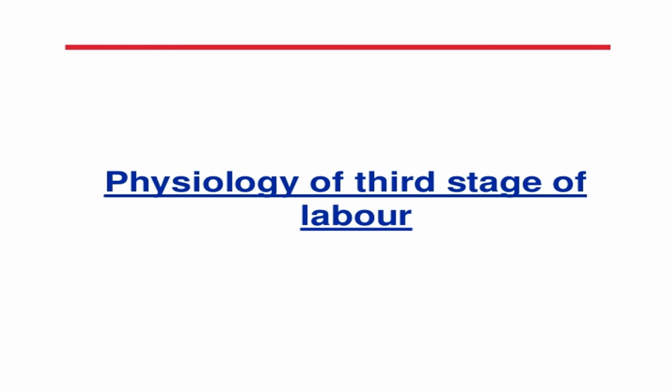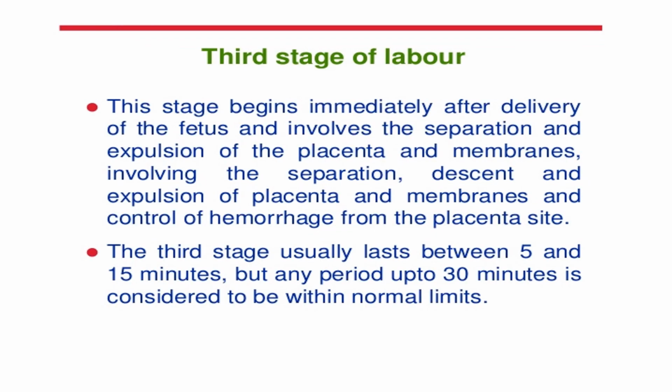Next, we can go to the third stage of labor. The third stage of labor is the separation of the placenta, membranes, and its expulsion also. The third stage of labor begins immediately after the delivery of the baby, and it includes the separation of the placenta, descent of the placenta, expulsion of the placenta and membranes, and stoppage of bleeding or control of hemorrhage after the delivery of the placenta from the placental site. And the maximum duration is 30 minutes, and usually it will get completed within 5 to 15 minutes.